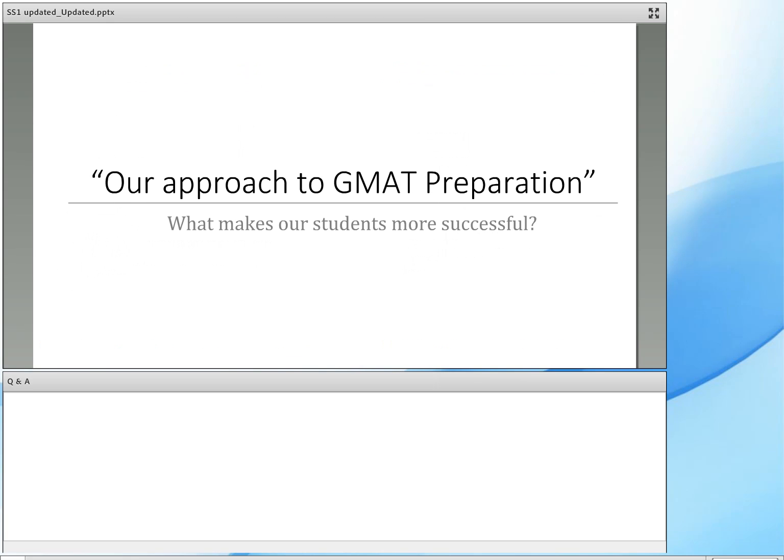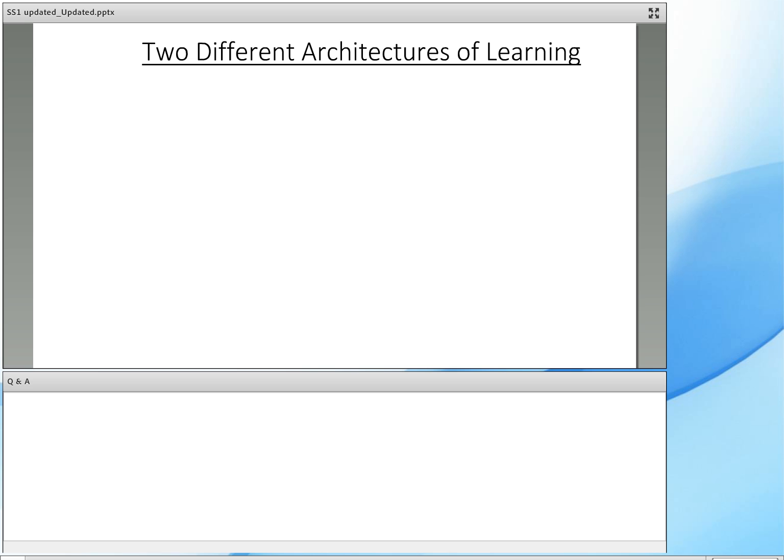So what makes our students more successful? I think there's one thing that makes our students more successful than students from any other prep company: the architecture of our learning that we provide, or our approach, or how we think about approaching your GMAT preparation. Let's understand what the key architectures of learning are that exist today, and how one architecture of learning compared to another makes an impact on your success on the GMAT.